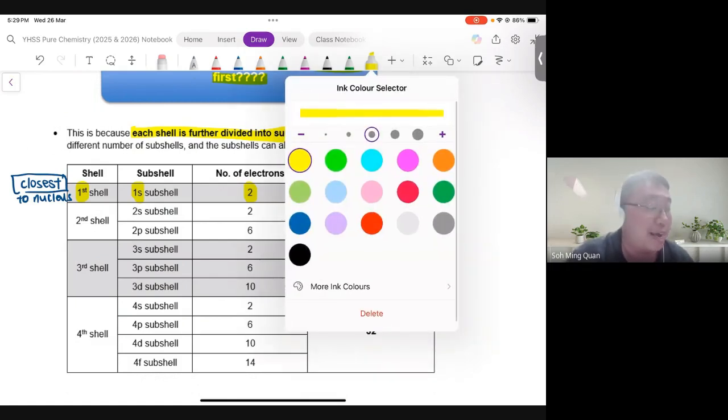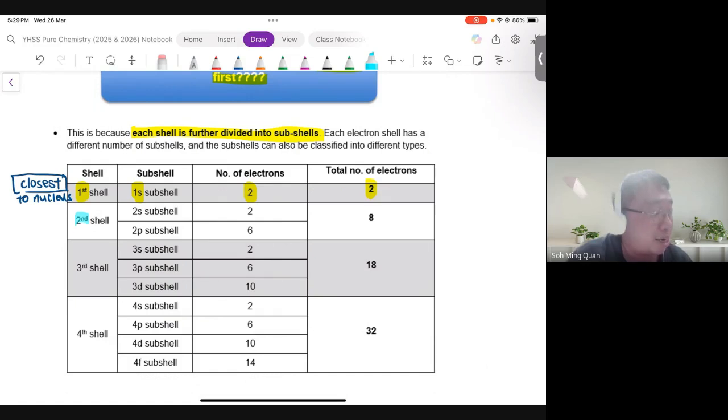Then we move to the second shell. The second shell has 2 different subshells, the 2s and the 2p. All right, 2s holds 2 electrons. 2p, however, can hold 6. So what do you notice? The second shell in total can hold 2 plus 6, 8.